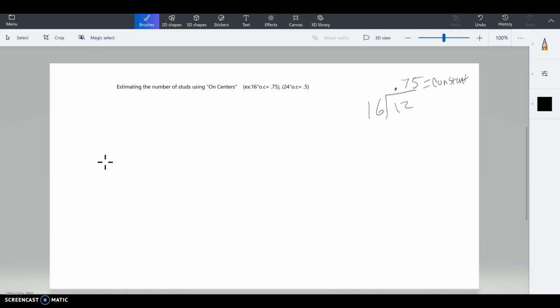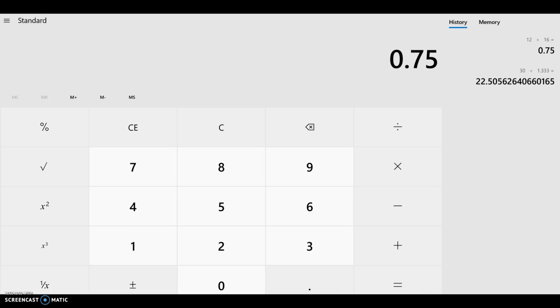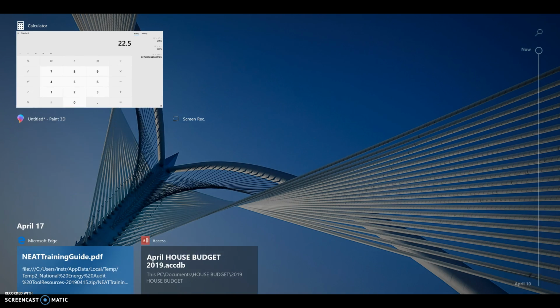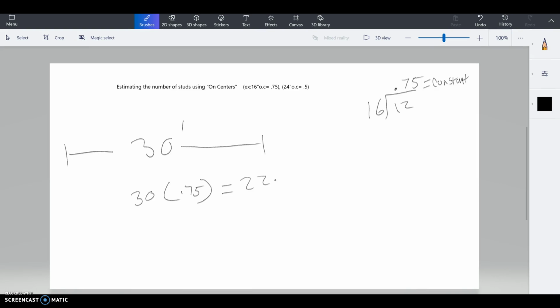So let's try using that 30-foot wall again. And now I want to find out how many studs, so I just do 30 times 0.75. 30 times 0.75 equals 22.5, or 23 plus 1, 24. So 24 studs total. And that's it.